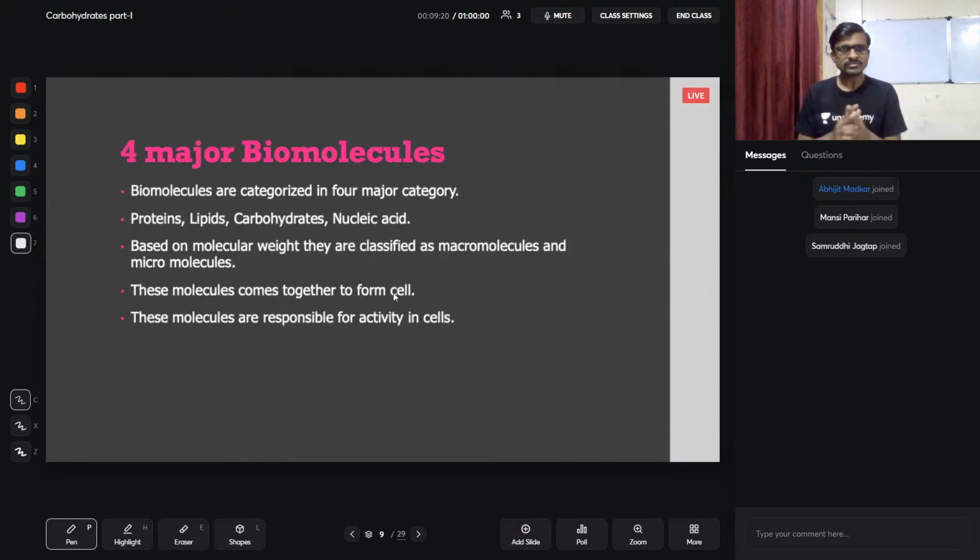These molecules come together to form a cell. I mean the lipid and protein come together. We know the structure of our plasma membrane. When lipid and protein come together, they form the very beautiful structure of the plasma membrane. We call it the fluid mosaic model. That is the best explanation of the plasma membrane, by Singer and Nicolson. That fluid mosaic model, we always draw it with proteins and lipids. Guys, are you getting my point?